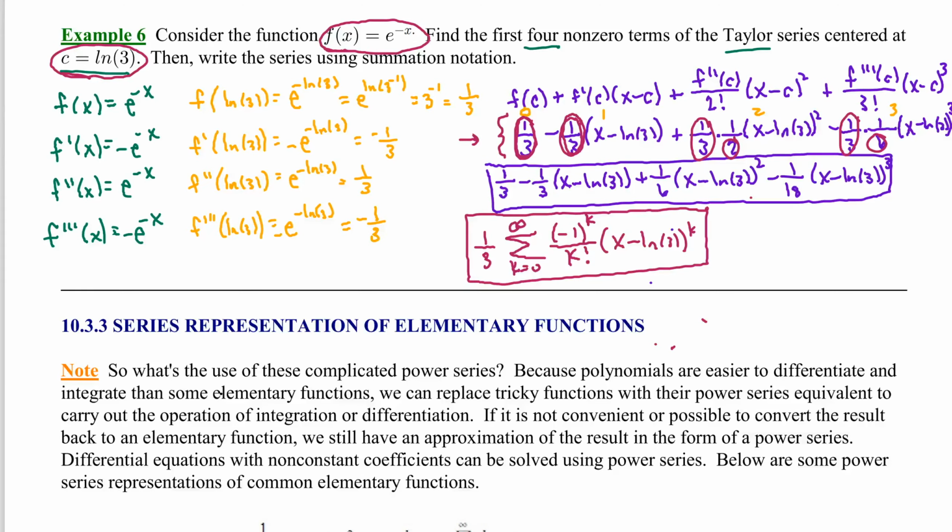So in this section, we made the jump from looking at finite degree Taylor and Maclaurin polynomials to jumping into Taylor and Maclaurin series, which you can think of as infinite degree polynomials. In the next video, we'll look at what's the purpose of this. Why would you want to replace an elementary function with an infinite degree polynomial?